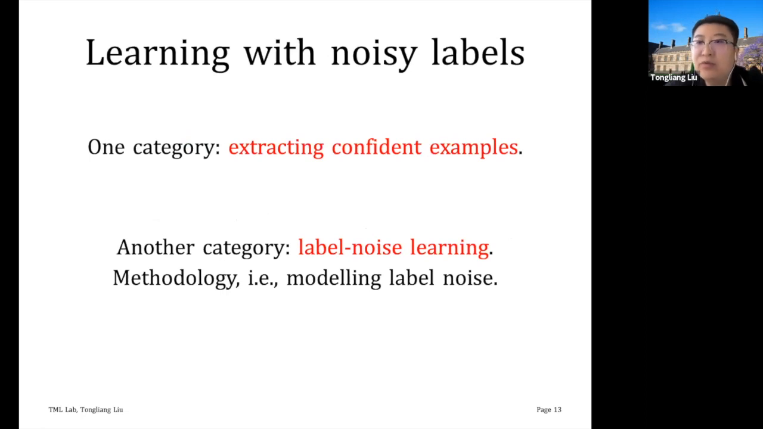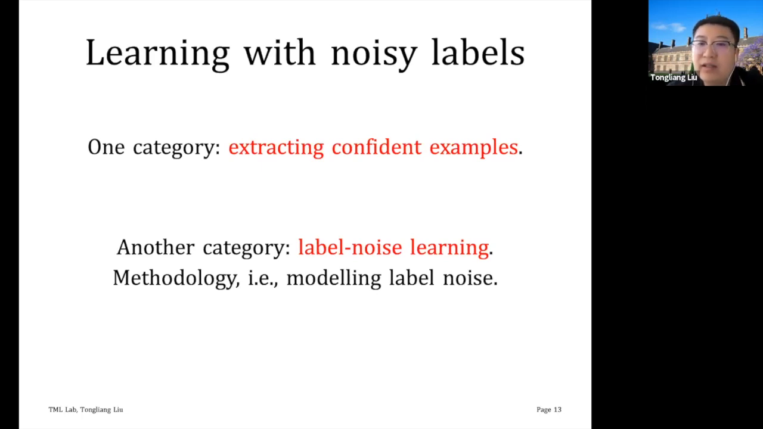Nowadays, there are two major categories of methodologies to deal with label noise, to learn a good classifier. The first one is to extract confident examples. So what are confident examples? Confident examples are those examples whose labels are more likely to be correct. So if we just use those data with correct labels and discard those labels which could be wrong, then the side effect of label noise could be reduced. A lot of methods have been proposed in this category, and they do have good empirical performance.